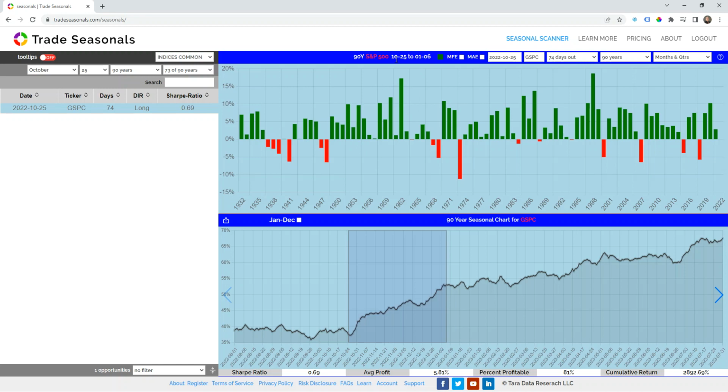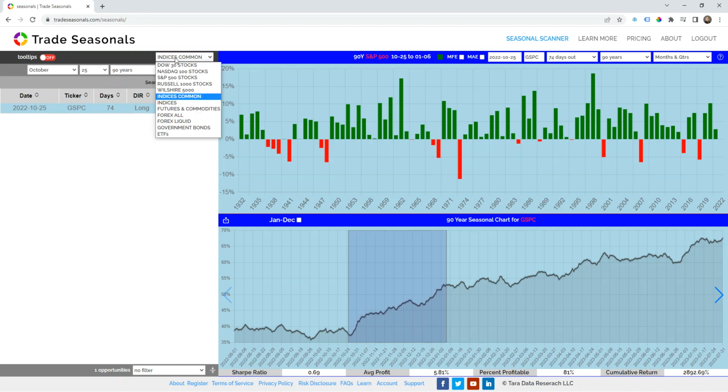If you would have bought the S&P 500 on the 25th of October in the last 90 years and held it until January 6th, you would have been profitable 81% of the years with an average profit of 5.81%. That is the most bullish date range I've seen on the S&P 500 itself. So the magic date is October 25. Wait till then before you go bullish.